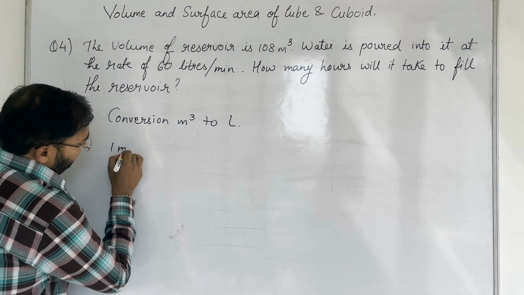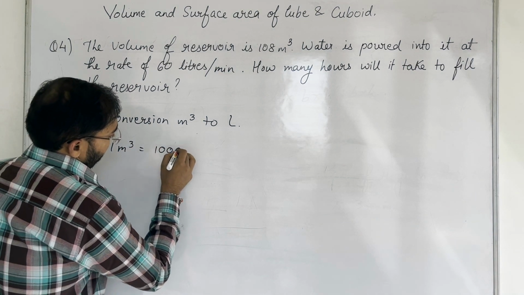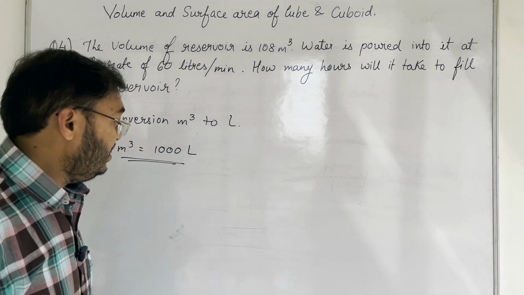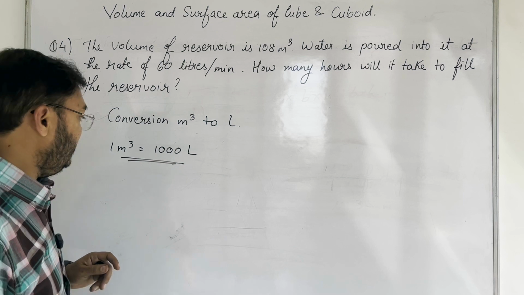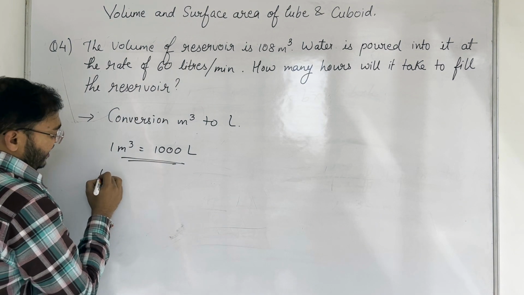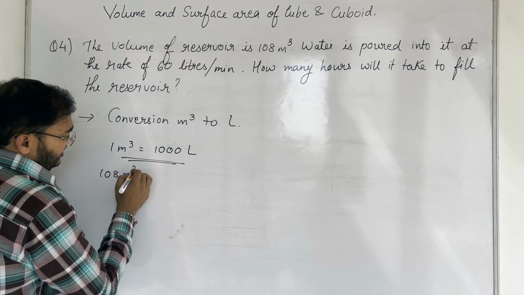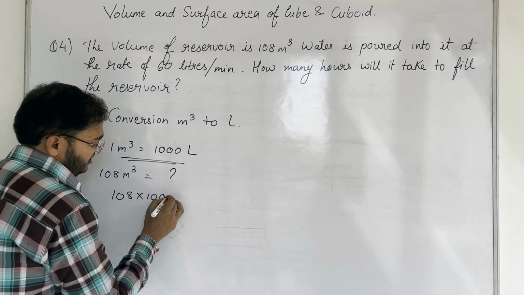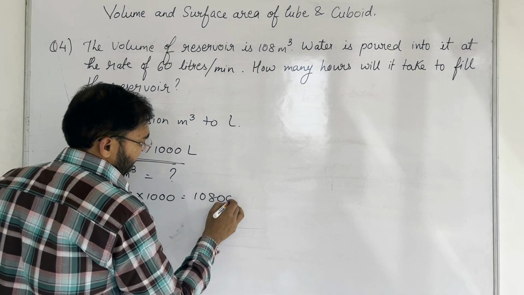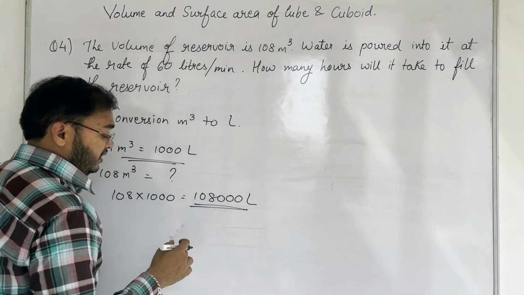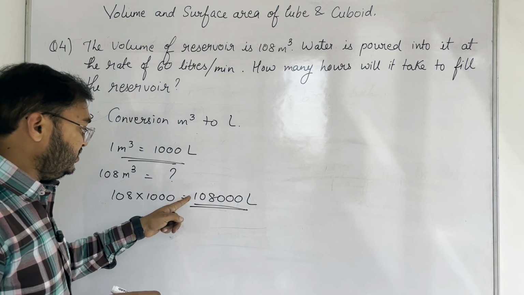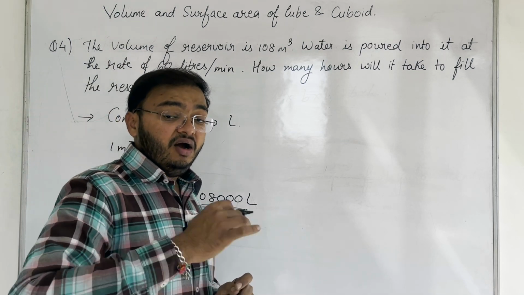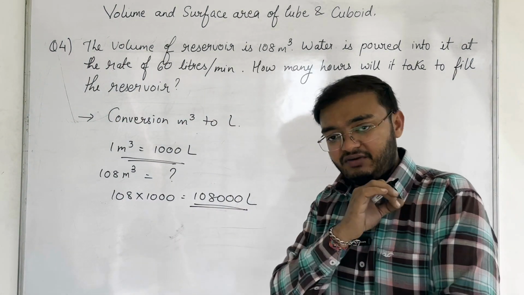We know that 1 meter cube equals 1000 liter. This you should remember very well, that 1 meter cube equals 1000 liter. Now in total we have 108 meter cubes and we need to find it in liters. So we need to multiply 108 with 1000, and we get 108 and 000 at the back. So the total water which can be filled in the reservoir is 1,08,000 liters.